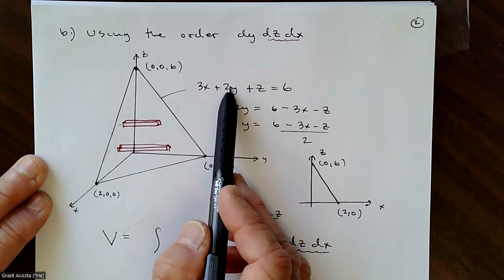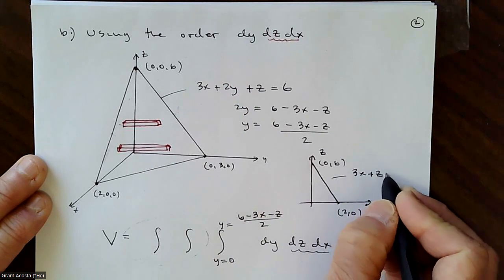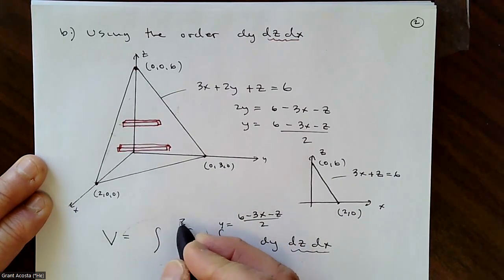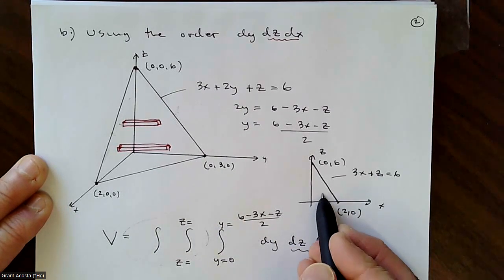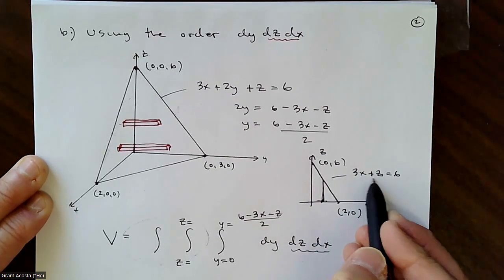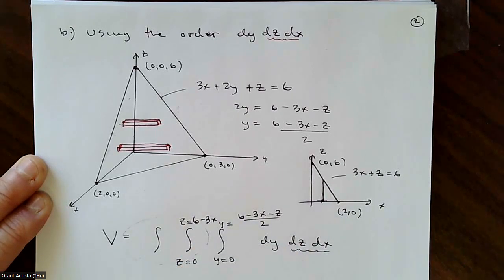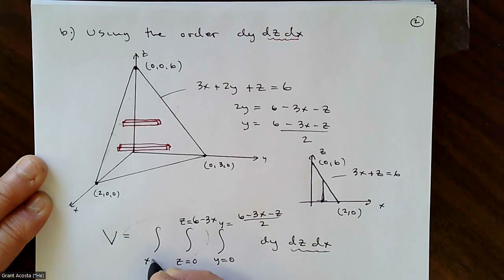So if I set y equal to 0, it's really 3x plus z equals 6, and I can solve it for whichever one I need. It looks like I need z first. So since I'm doing z next, for a given x value, what does z vary from? It varies from z equals 0 to z equals 6 minus 3x, which is true as long as my x values are between 0 and 2.